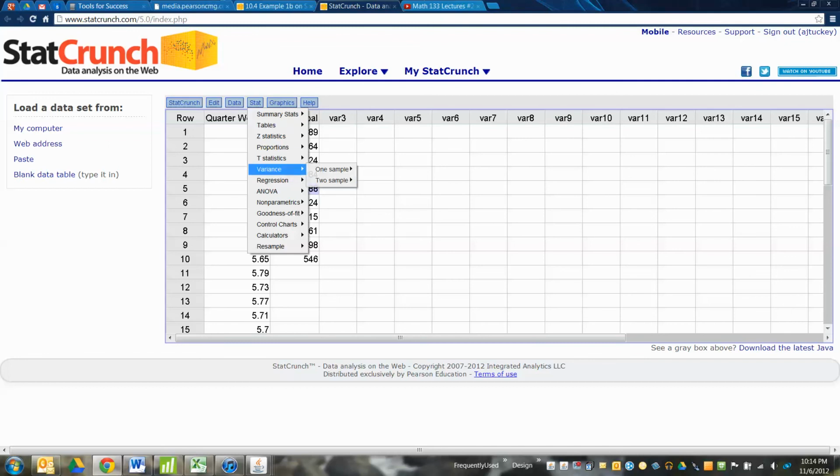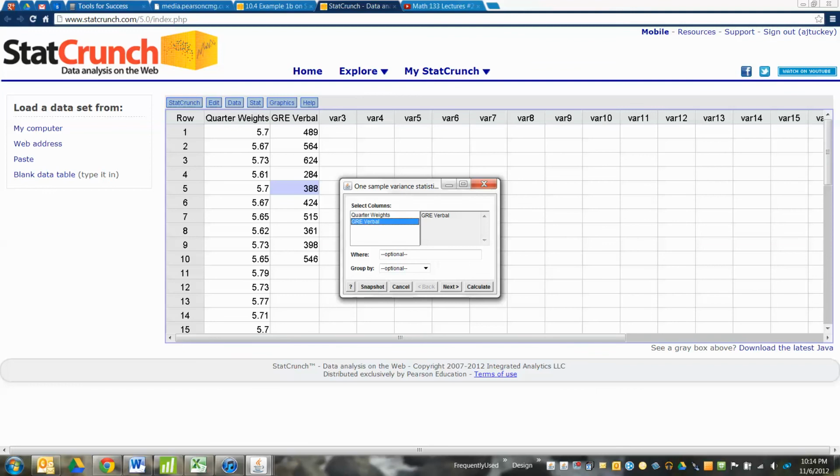So you have to pick variance, pick one sample. We actually have data this time because we had a list of data. If you didn't have that, you'd say with summary. But we have the data right there. It's the GRE verbal data. So click on that. Say next.